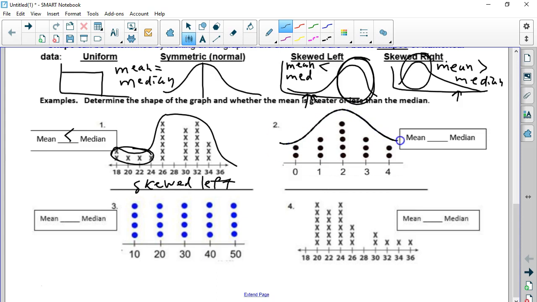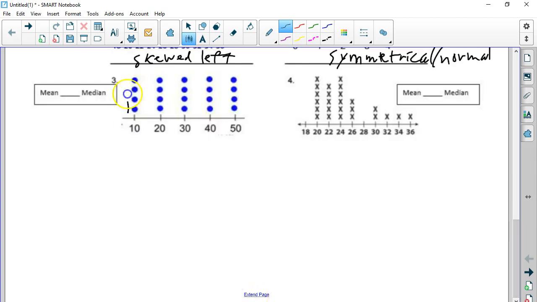Here, we have a pretty symmetrical or normal distribution. Okay. Either one's fine. You can put symmetrical or normal. Right here, what do we have? Everything is the same. Mean is equal to the median, and that is uniform distribution.